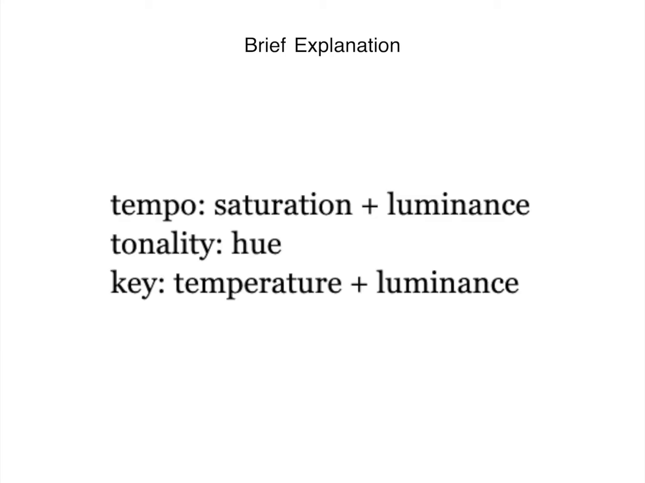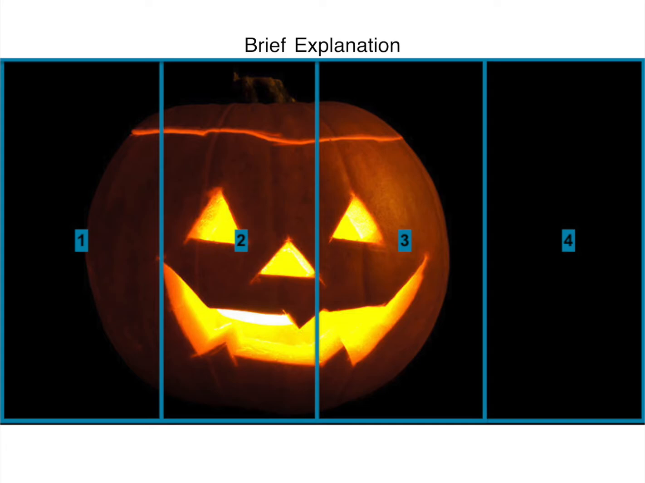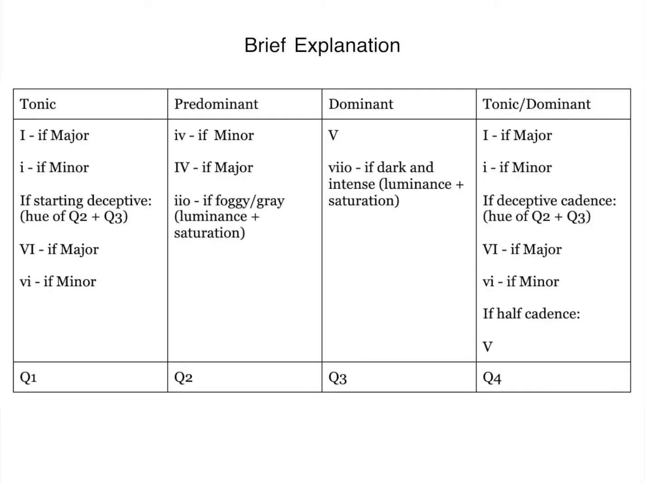The tempo is determined by saturation and luminance, the tonality by the hue, and the key by the temperature and luminance. Now, in order to determine the chord progression Mirage will use, the image is partitioned into 4 panels, each panel's hue, saturation, and temperature calculated. Then we refer to this chart.